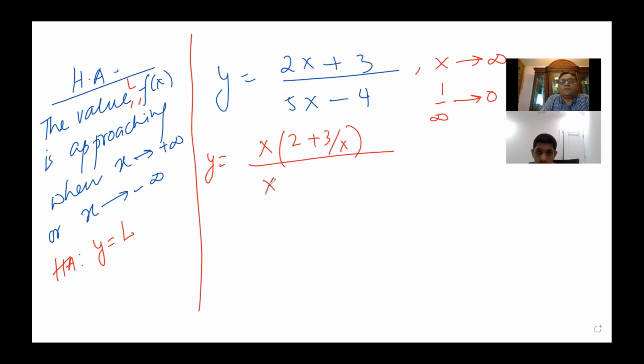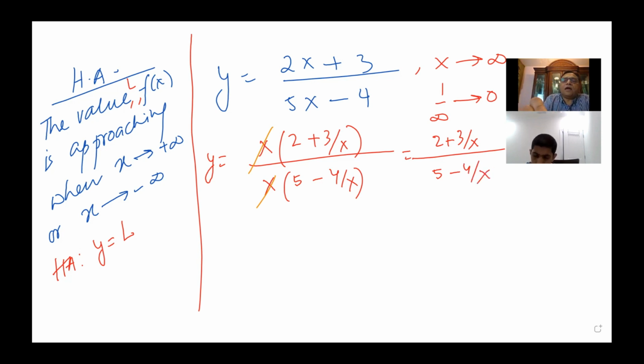In the denominator, when I factor x out, I get 5 minus 4 over x. Is that clear to you? Yeah. Now, you can cancel the two x's which have been factored, and therefore, you could simplify and write this as 2 plus 3 over x divided by 5 minus 4 over x, correct?